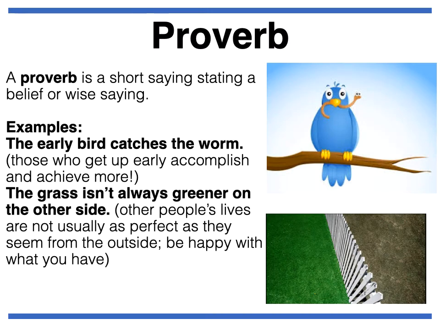A proverb is a short saying stating a belief or wise saying. Examples include, the early bird catches the worm, meaning those who get up early accomplish and achieve more. Or the grass isn't always greener on the other side, meaning other people's lives are not usually as perfect as they seem from the outside, so be happy with what you have.